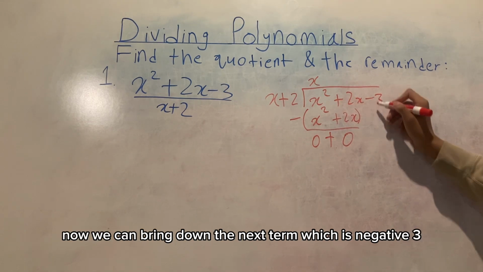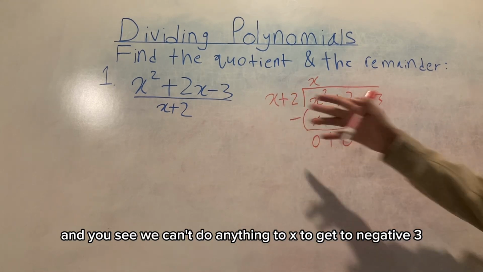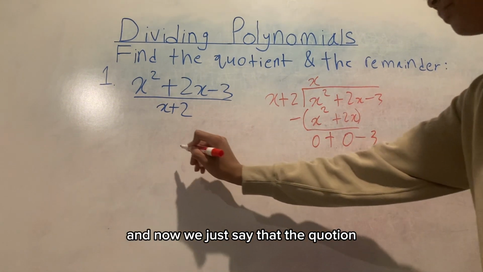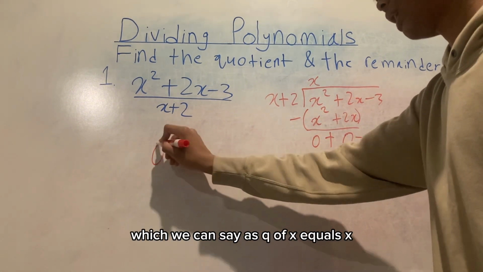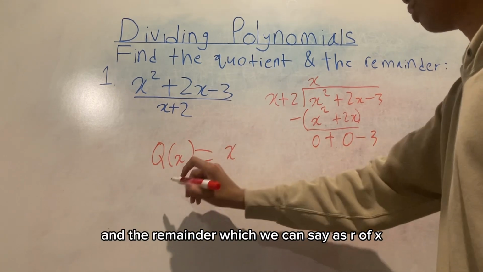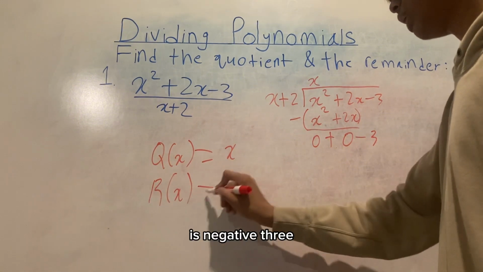Now we can bring down the next term, which is negative 3. And you see, we can't do anything to x to get to negative 3, so we just leave it there. And now we say that the quotient, which we can write as q of x, equals x, and the remainder, which we can write as r of x, is negative 3.